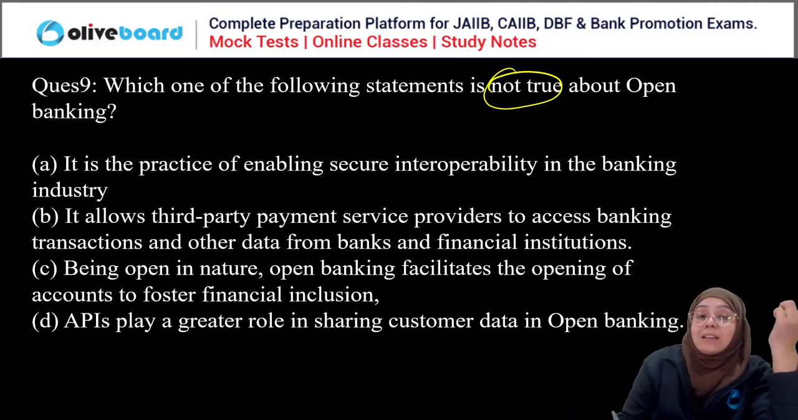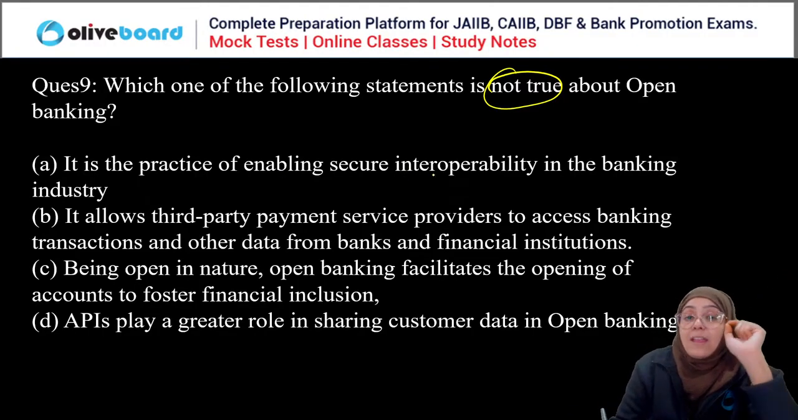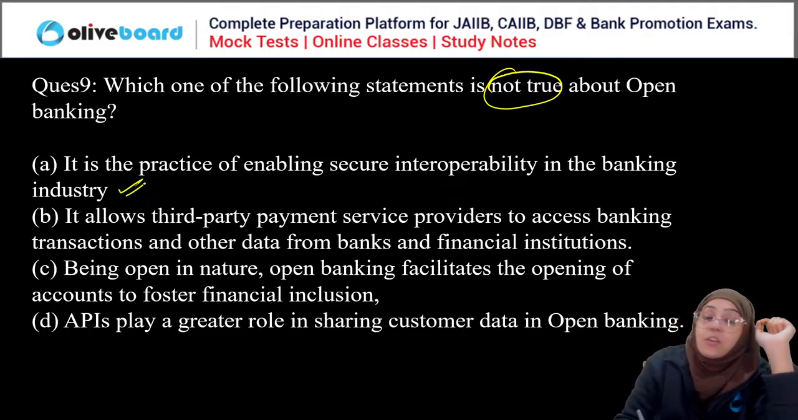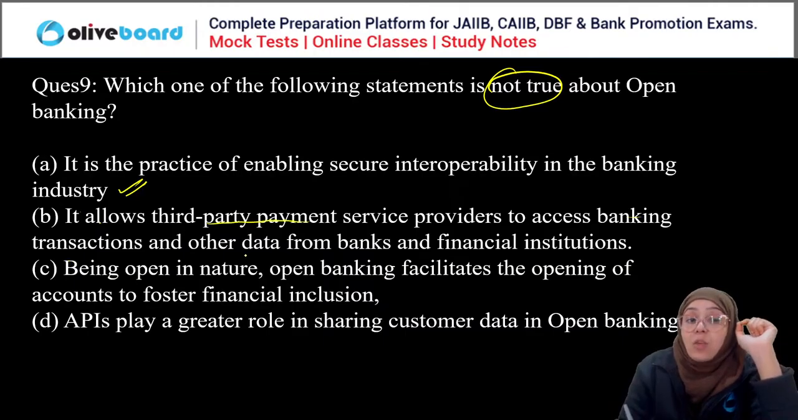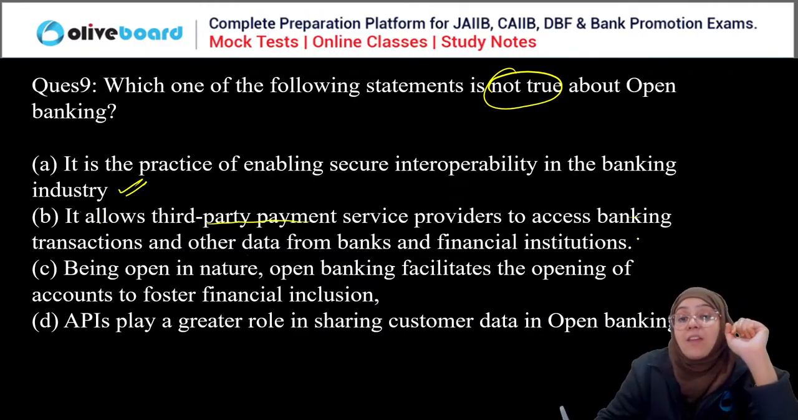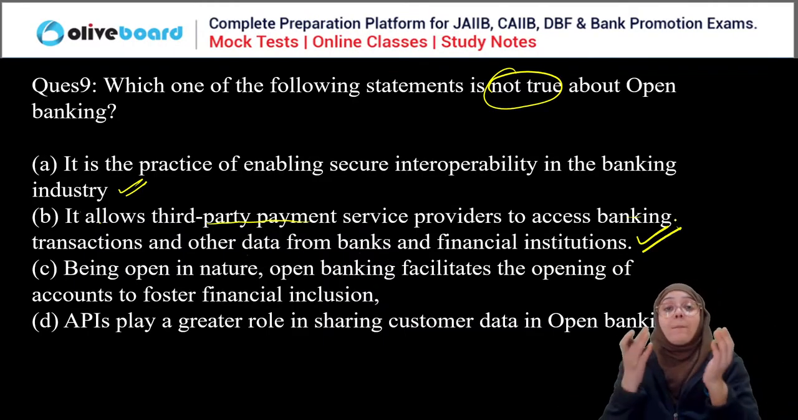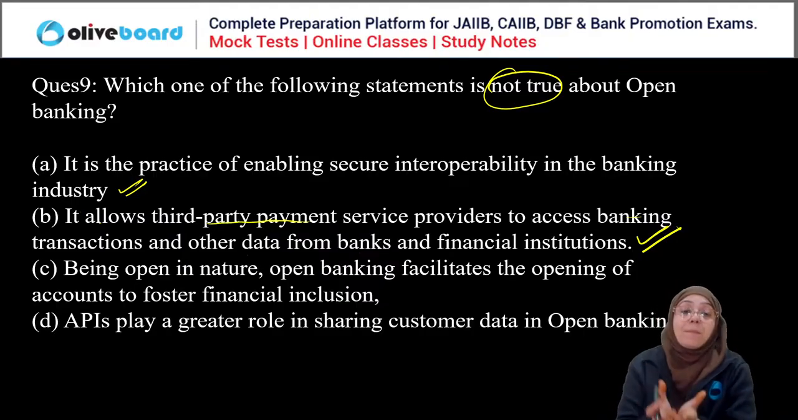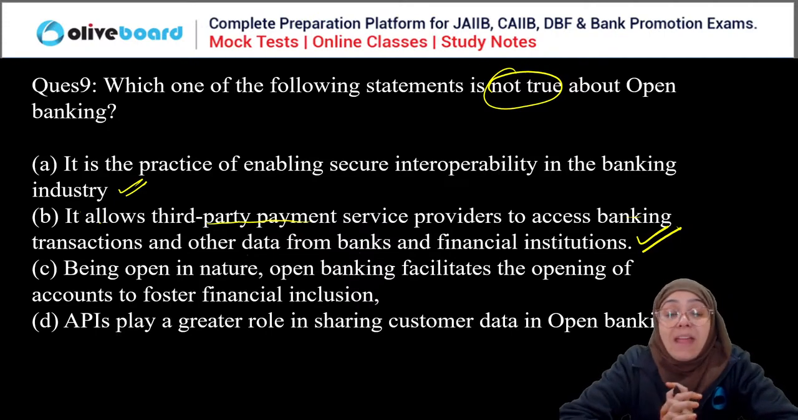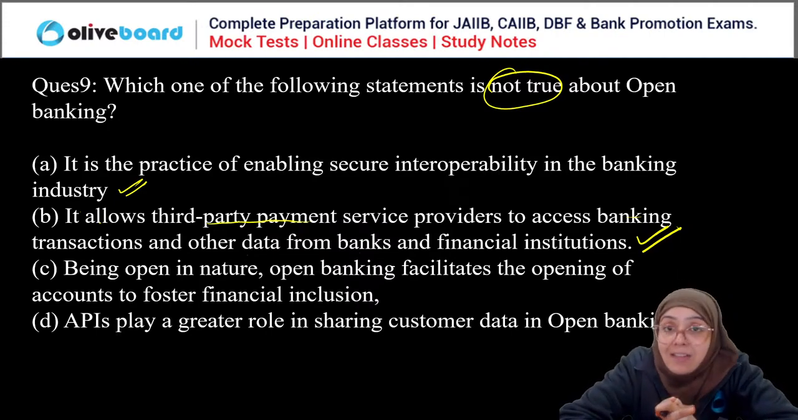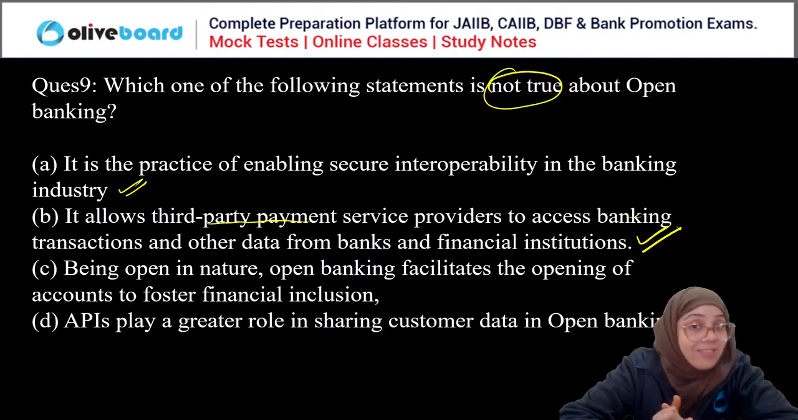First of all, it is a practice to enable secure interoperability in the banking industry. It allows third-party payment service providers to access banking transactions and other data from the bank and financial institution. This is the main thing of open banking. Open banking allows third-party payment service providers to access banking transactions and data from banks and financial institutions, of course, with the customer's consent, right? So B is correct. Why is B wrong in open banking?